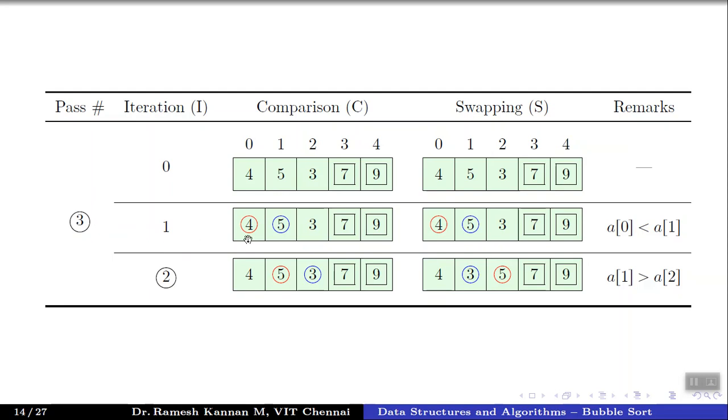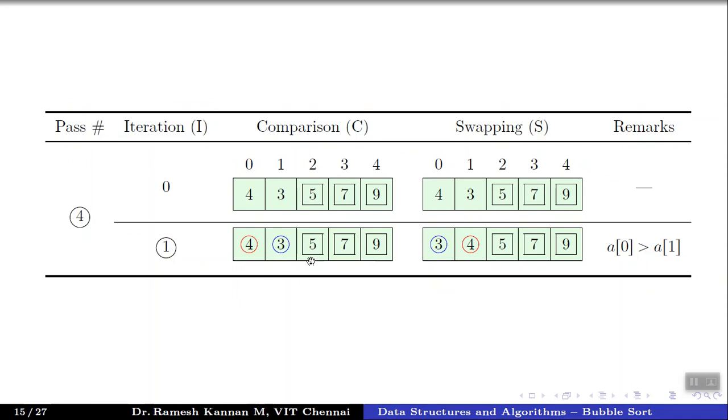The first iteration is, we'll compare 4 and 5. Is 4 greater than 5? No. So we don't have any swapping. We'll bring back here. Is 5 greater than 3? Yes. So we do a swapping. So at the end of this third pass, the third element from the right gets positioned correctly. So now in the fourth pass, we are left with 5, 7, 9 being perfectly placed. We are only left with 4, I mean the array 0 and 1.